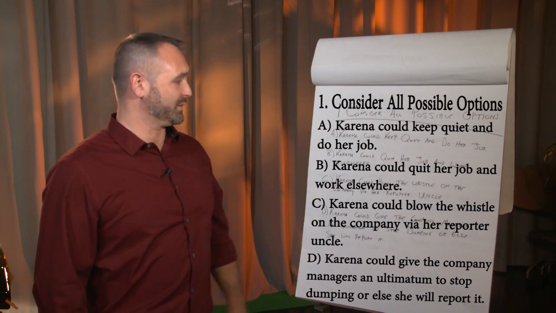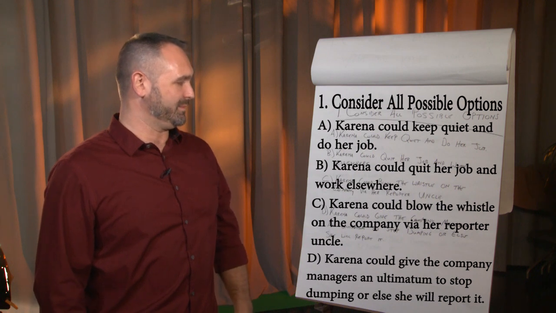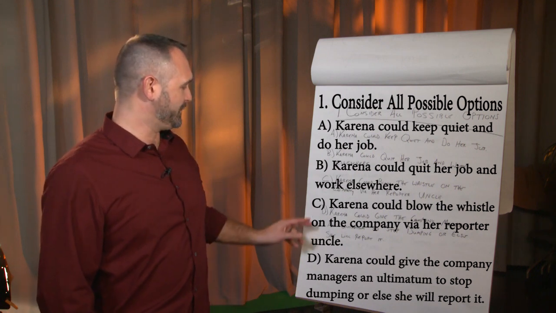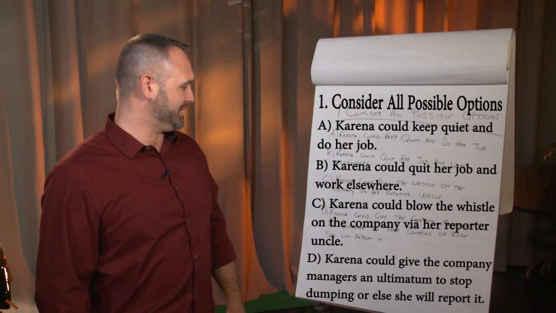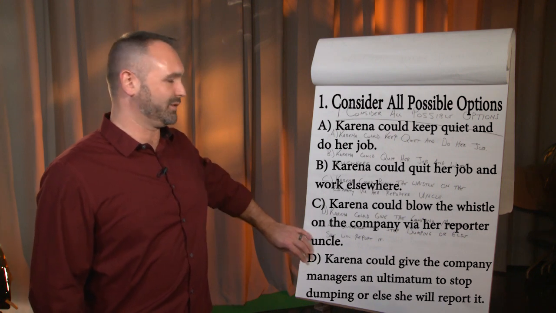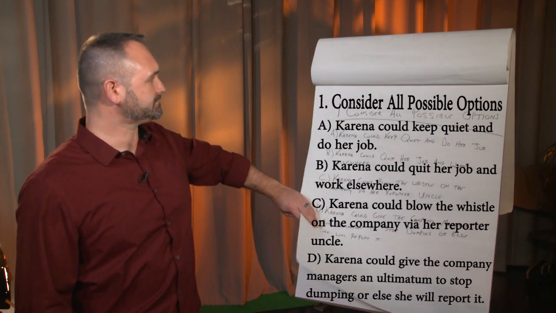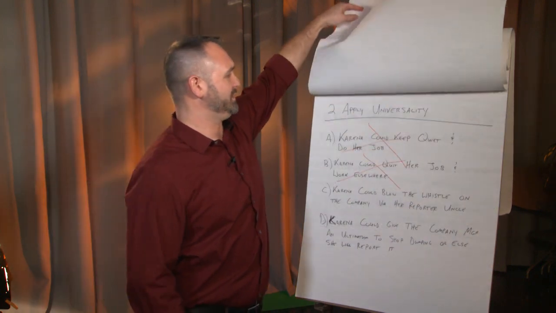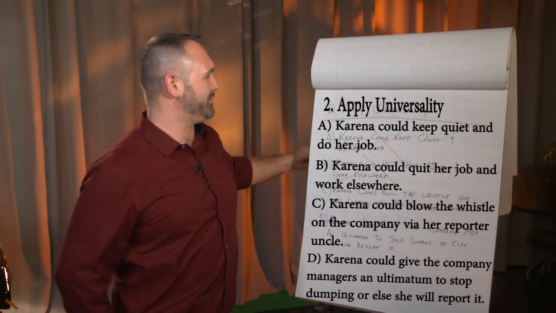The third option, Karina could blow the whistle on the company via her reporter uncle. And then the fourth option, Karina could give the company managers an ultimatum to stop the dumping or else she'll report it. Let's start by looking at the principle of universality and see what we come up with here.